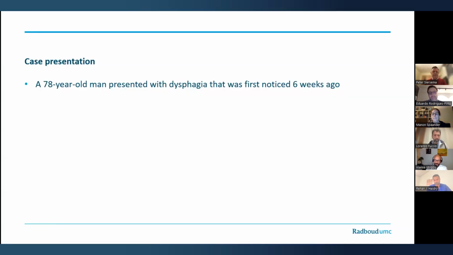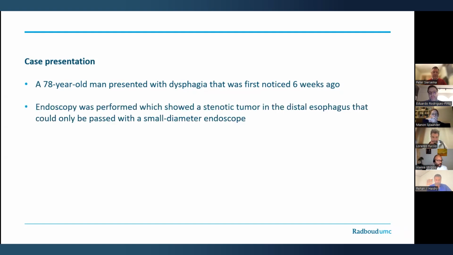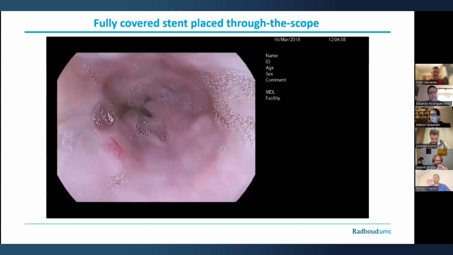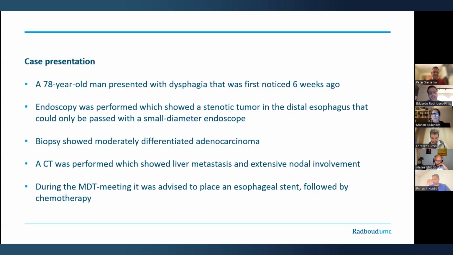So the first case is a 70-year-old man who presented with dysphagia that was first noticed 6 weeks ago. Endoscopy was performed and this showed a stenotic tumor in the distal esophagus that only could be passed with a small diameter endoscope. Biopsy was performed and this showed a moderately differentiated adenocarcinoma. A CT was performed and this CT showed liver metastasis and extensive nodal involvement. And based on that, during the medical discussion treatment meeting, it was advised to place an esophageal stent followed by chemotherapy.